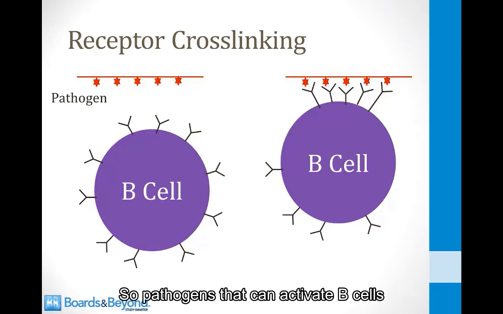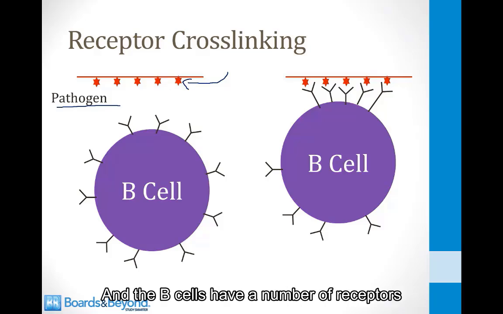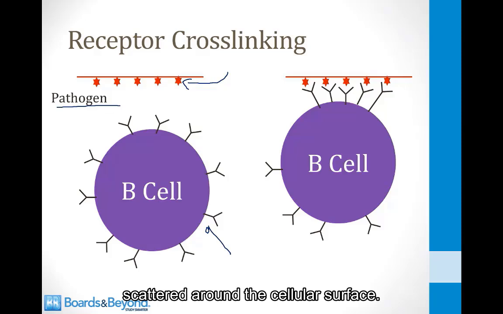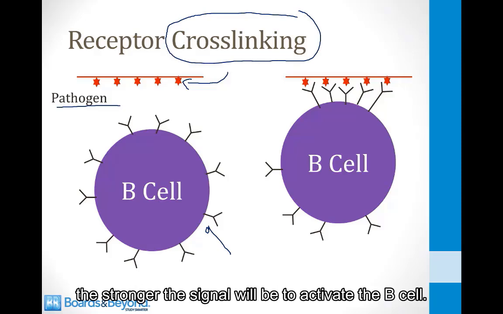So pathogens that can activate B cells typically have repeating units of some type of molecular structure, as I've shown right here, and the B cells have a number of receptors scattered around the cellular surface. What the pathogen will do is bind up multiple receptors and cluster them together. This is a process called cross-linking. And the more B cell receptors that get bound and clustered together, the stronger the signal will be to activate the B cell.